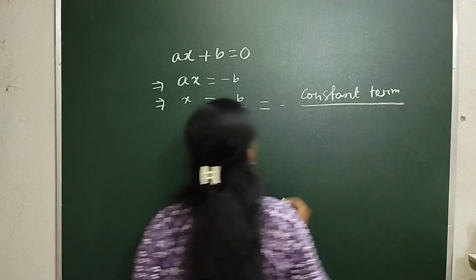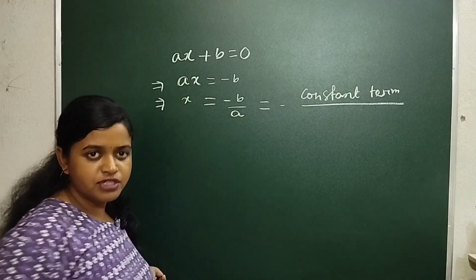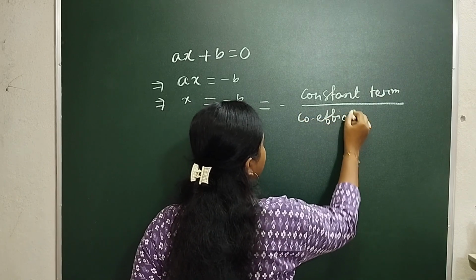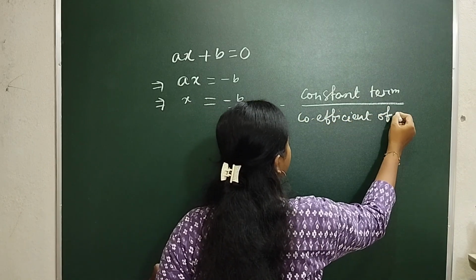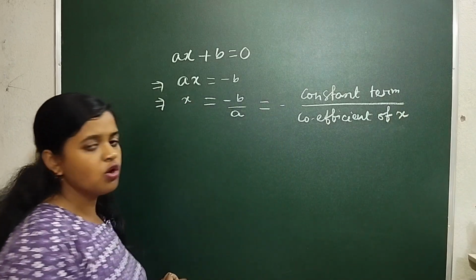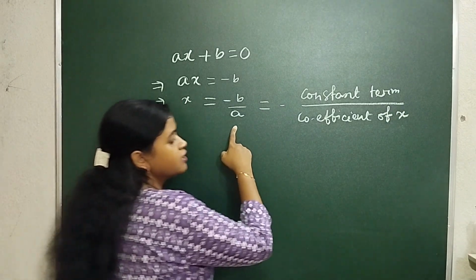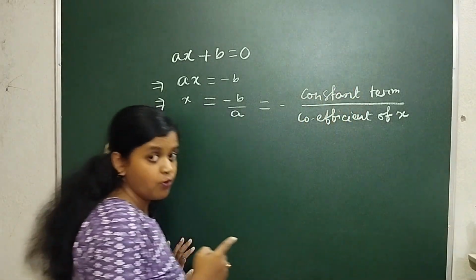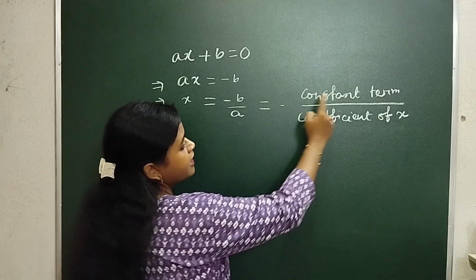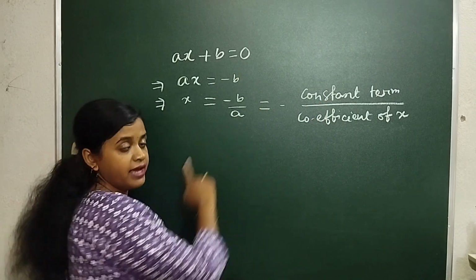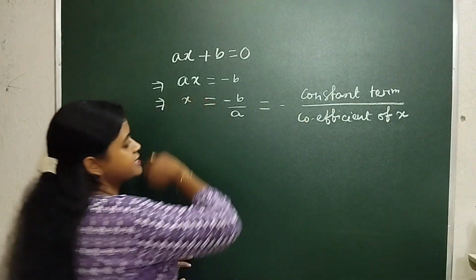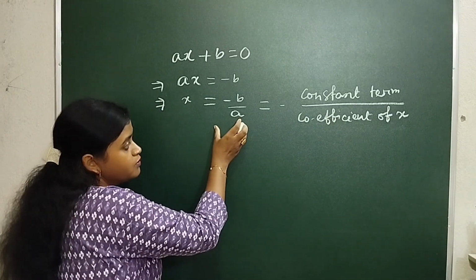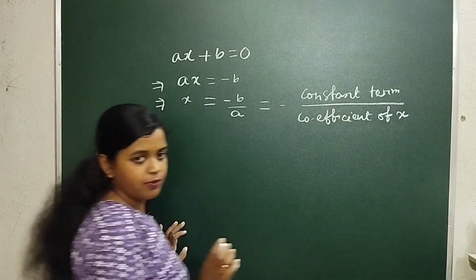By a. A is what? Coefficient of x. So this is the root, and you can say zero, and we can find one relationship. What is the relationship? b is the constant term here, and a is the coefficient of x. That is how we can establish the relationship between the zeros of the polynomial and the coefficients of the polynomial.